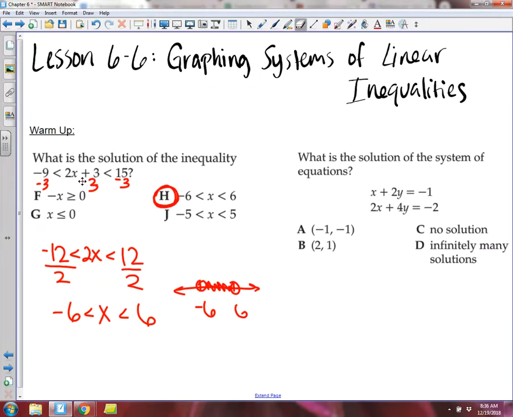I think I'm going to do this by elimination. I'm going to multiply this top one by negative 2. So this will be negative 2x minus 4y is equal to positive 2. Everybody doing okay there? What happens when I add them? 0, 0, and 0, right? Does 0 equal 0? Yes, it does. So what should my answer be? D, infinite solutions. If it's true, it's infinite. If it's false, it's no solution.